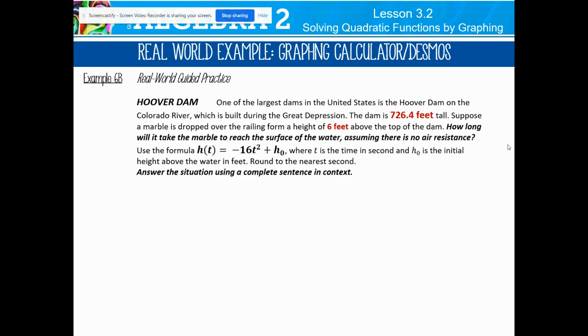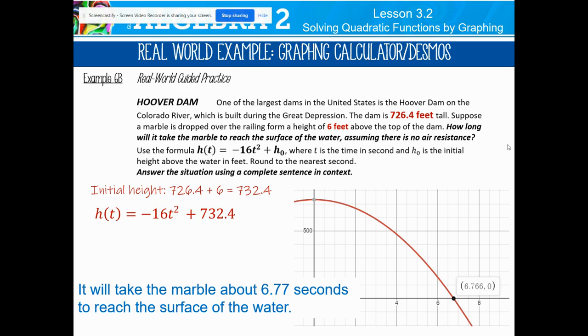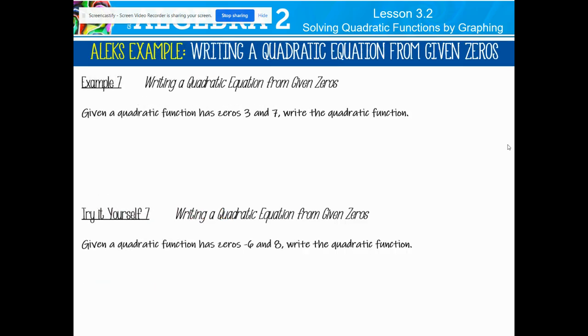We have our same general formula, but we have to find the initial height. So the top again is 726.4, and we are 6 feet above that, so we have to add those together. We can put it in our function, use Desmos to graph it, and it will take the marble about 6.77 seconds to reach the surface of the water.